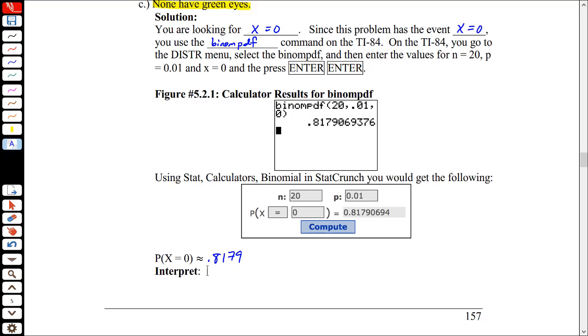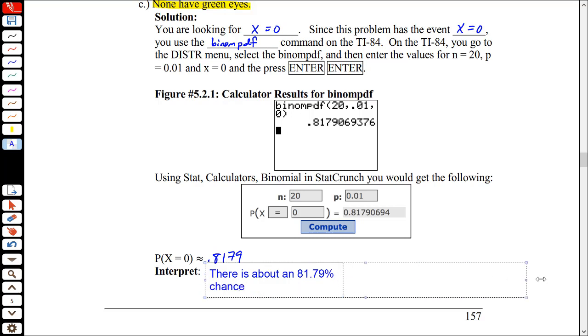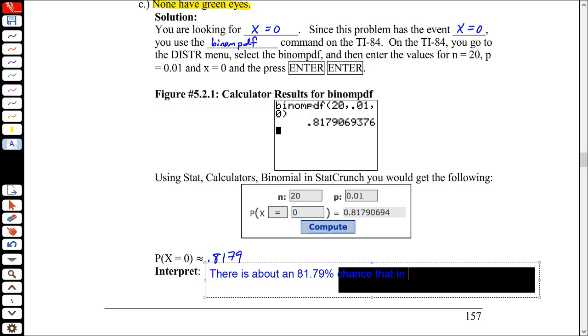The way that we could interpret this is that there is about an 81.79% chance that in a group of 20 randomly selected people, none of them will have green eyes.